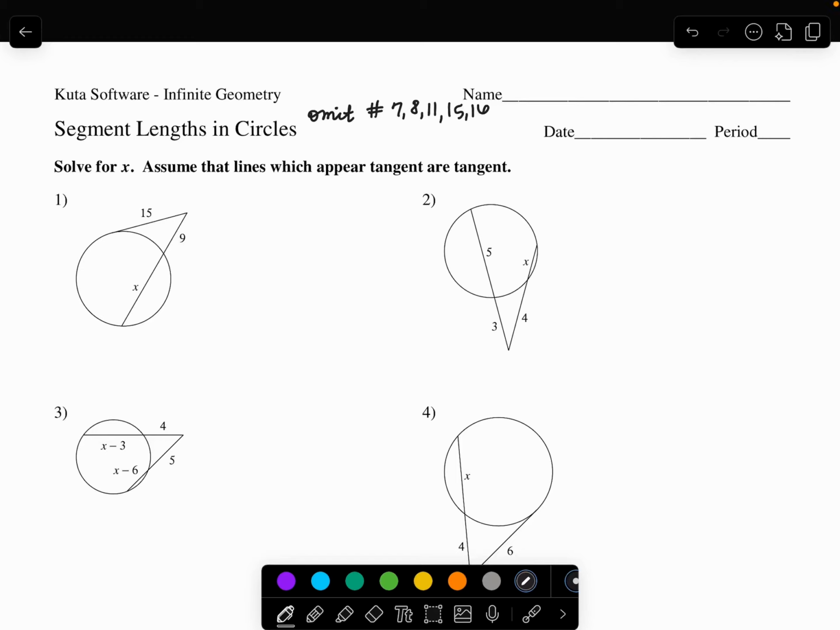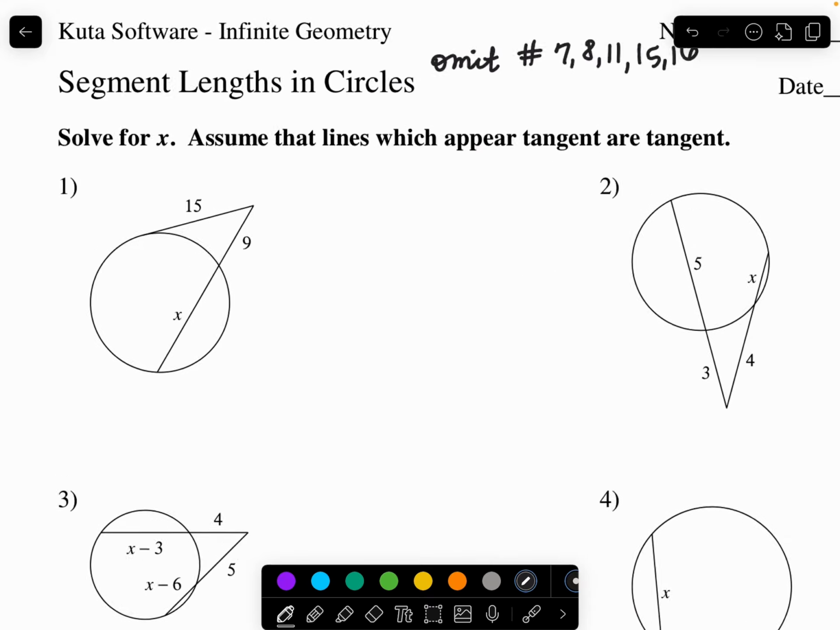Welcome to segment lengths in circles. This should go with your segments of circles notes. Number one, we're going to solve for x, assuming that lines which appear tangent are tangent.